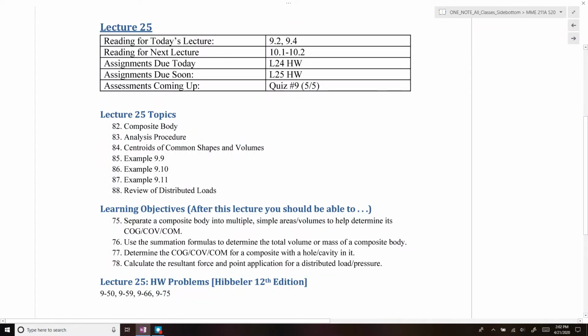So in this lecture, we're going to be covering the two last sections in chapter 9. The first section is going to be on centroids, center of gravity, and center of volume.